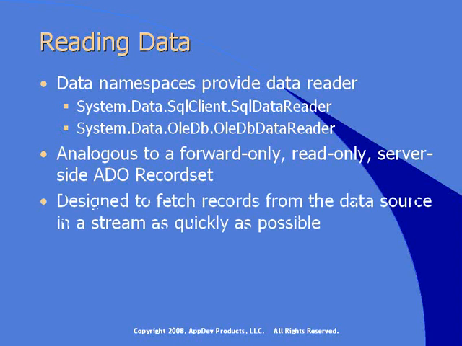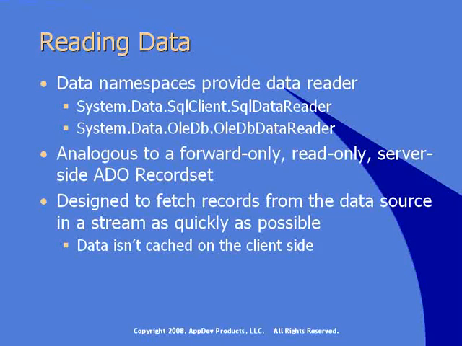A data reader is designed to fetch records from the data source in a stream as quickly as possible. There's very little overhead in a data reader because it's only sending one row at a time back to your client code. Of course, it's caching data, so it's doing it efficiently. It's not like it's getting a row and going to sleep until you ask it for another one. It's caching the data but providing it to your application one row at a time.